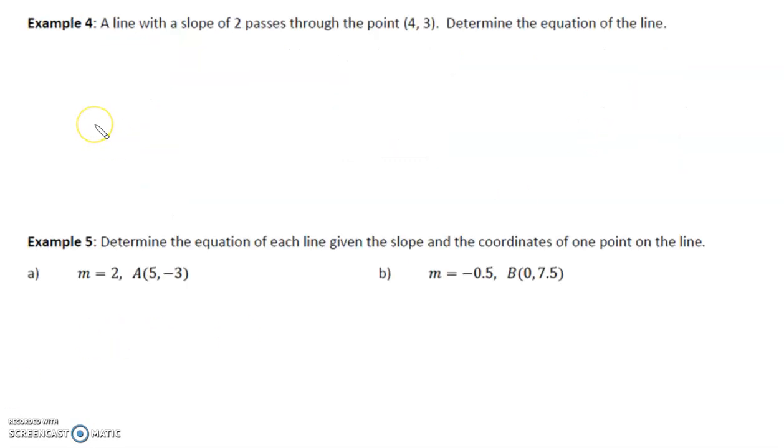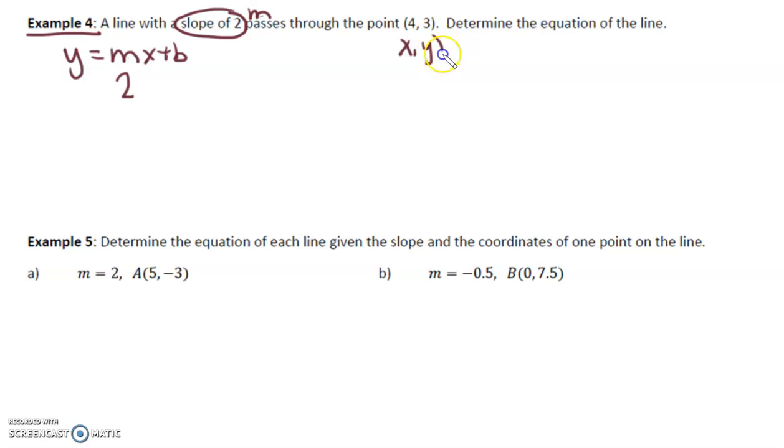Now, we're going to use that same idea of simplifying and solving for b, but this time we're going to be responsible for subbing in values to y equals mx plus b. So example 4, a line with a slope of 2, well slope is m, so we can sub in the 2 for m, passes through the point 4, 3, which is x comma y. So x is going to be 4, and our y is going to be 3.